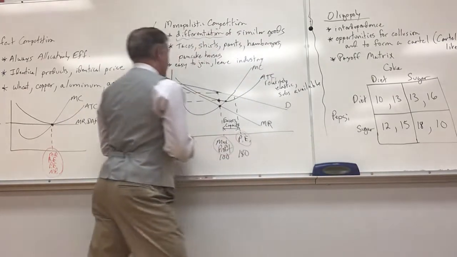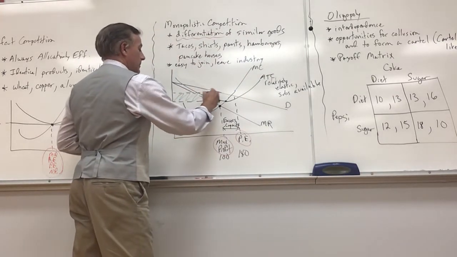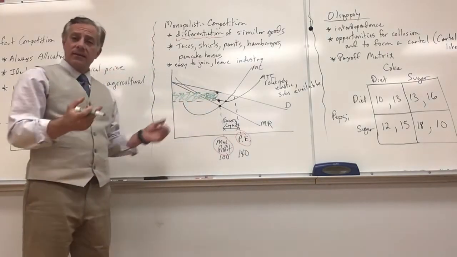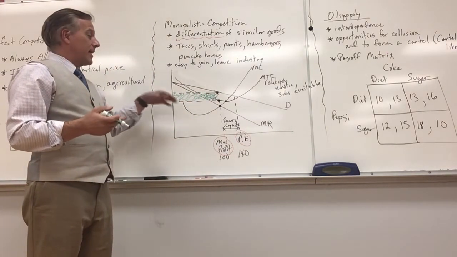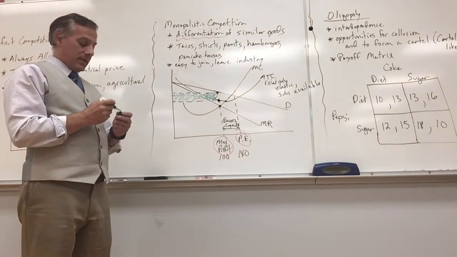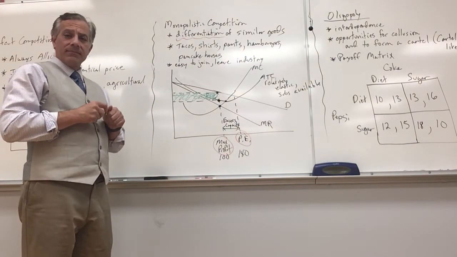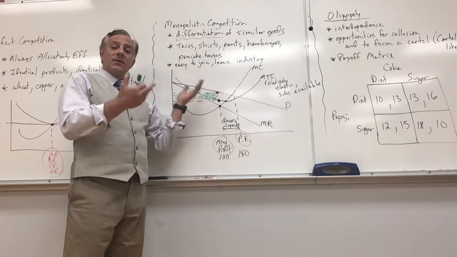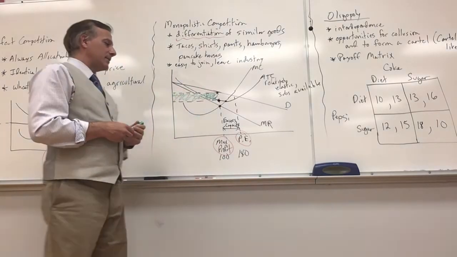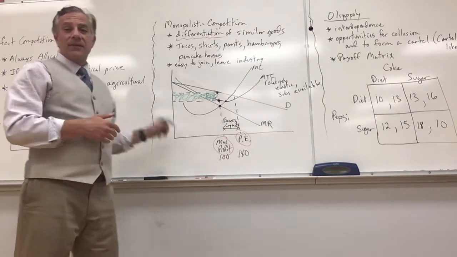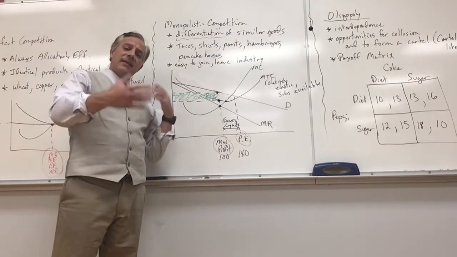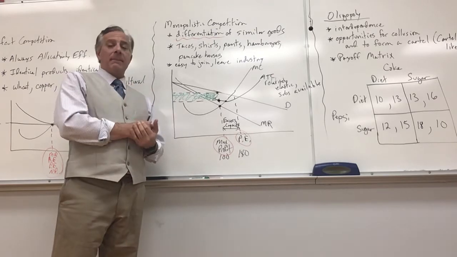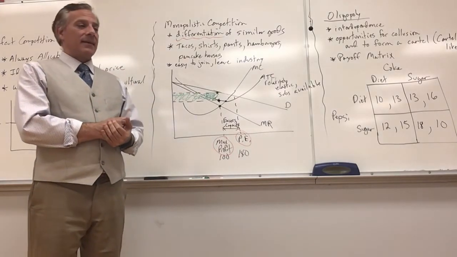Since it's profit, I'll try to do green. Okay, and what's going to happen here? Firms are going to join, price is going to come down, and we're going to end up at long run equilibrium. Okay, if it's a loss, firms will leave, price will go up, and we'll end up at long run equilibrium. So we don't have the side-by-side graphs that we have in perfect competition, but the concept of firms joining and leaving and having an impact on price is there.